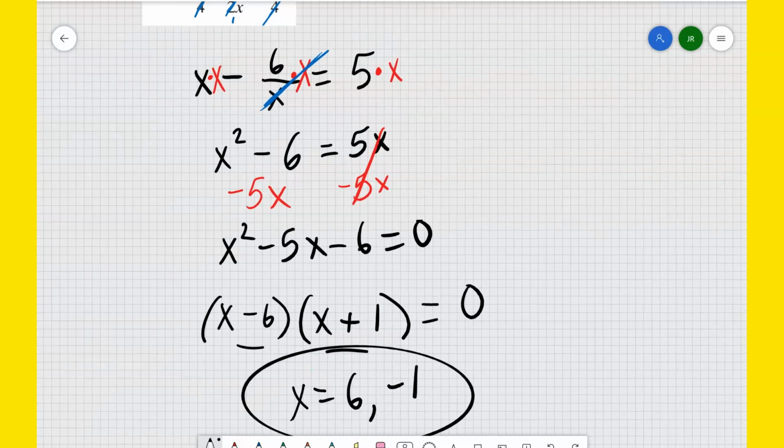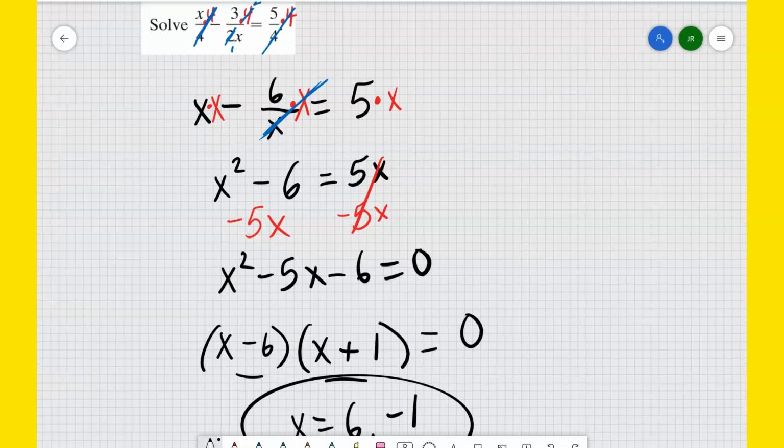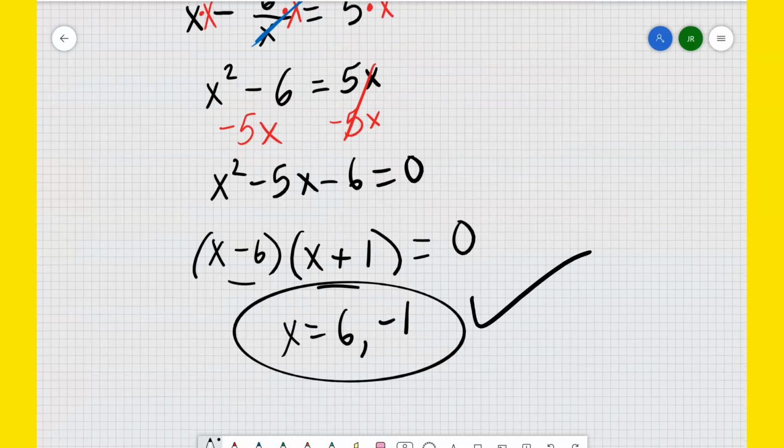Okay, now I do need to check, like I said before, to see if either one of those, if you plug it back into the original equation, makes the denominator become 0. And it doesn't. If you plug 6 in, you don't get 0 on the bottom. If you plug negative 1 in, you don't get 0 on the bottom. So both of those are good. They are really true answers to that equation.